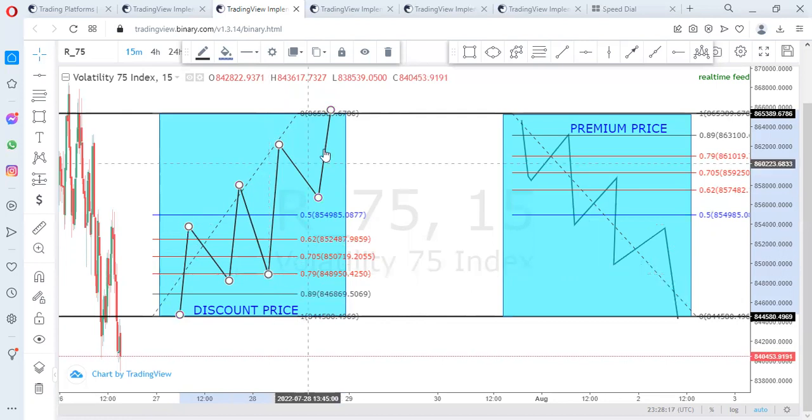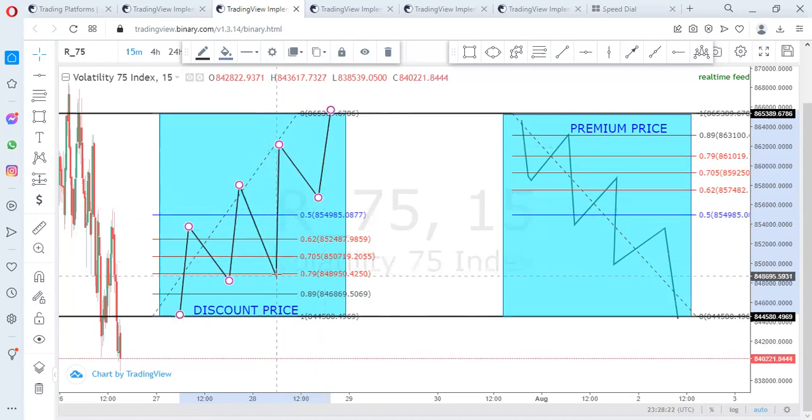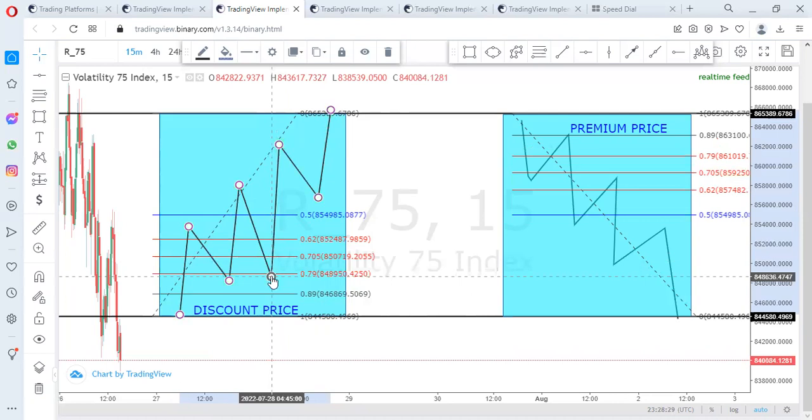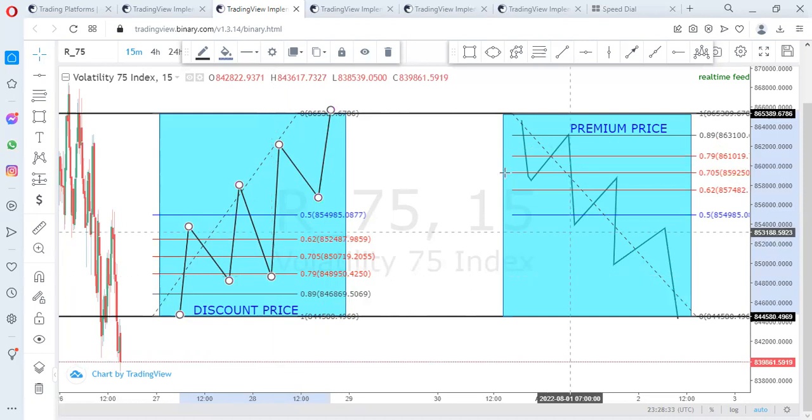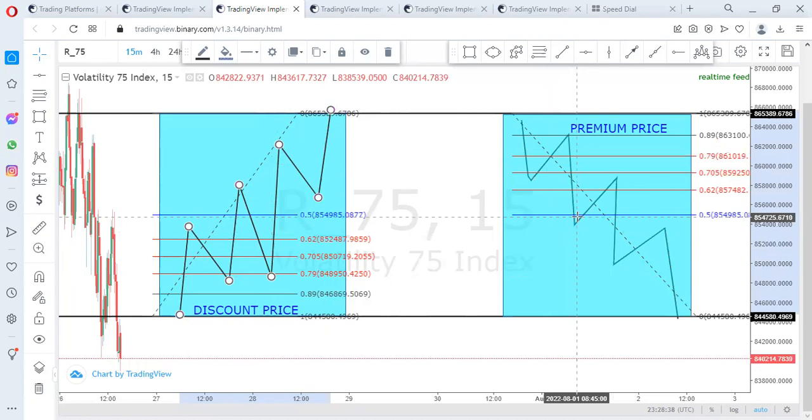Instead of you buying at $5,000, you just wait for price to return to a discount price. That's why we emphasize below 50%. So any price below 50% is good to buy. Now let me take you to when it comes to the issue of a sell. It's called a premium price.